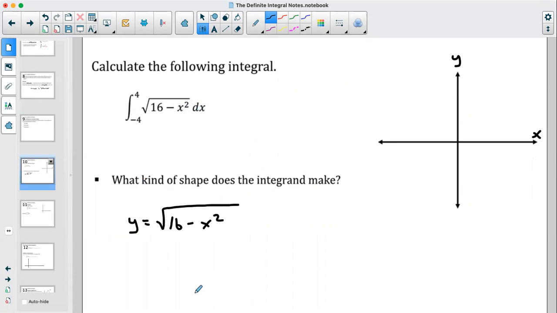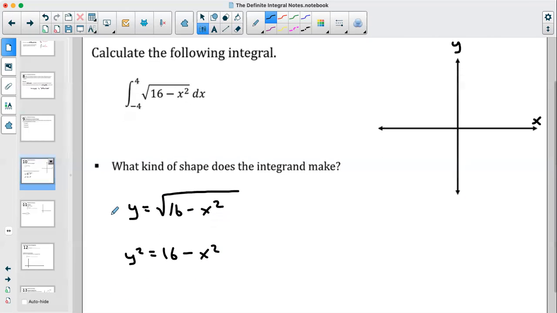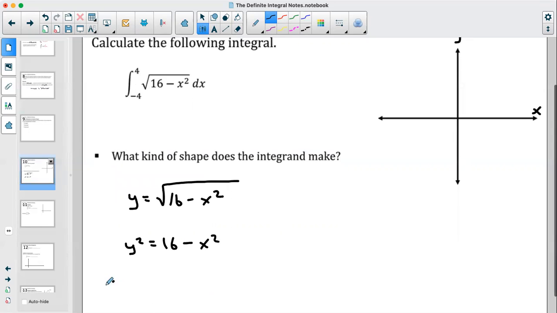Then I'm going to square both sides of this, so I do y squared. The square root of something squared is just the something, so that becomes 16 minus x squared. And I can add the x squared to both sides. There's a reason why I'm doing that. I get x squared plus y squared equals 16.